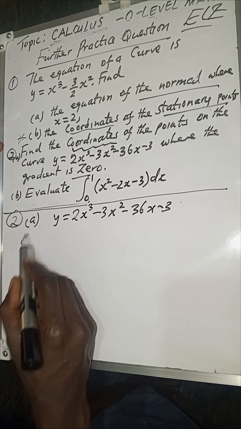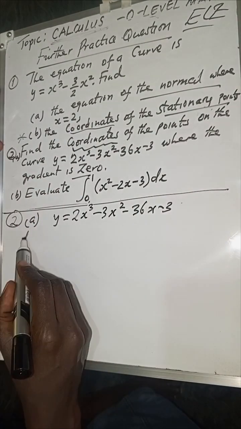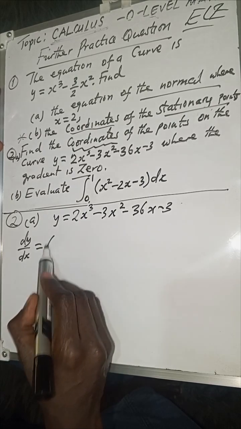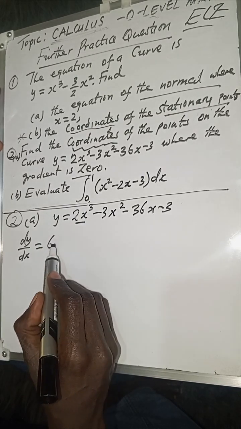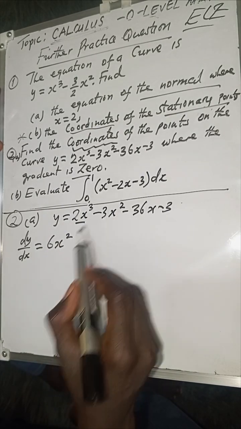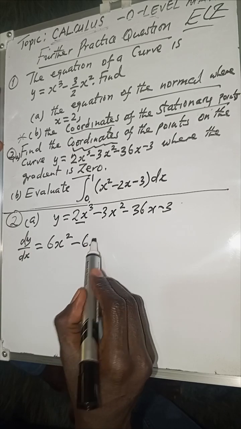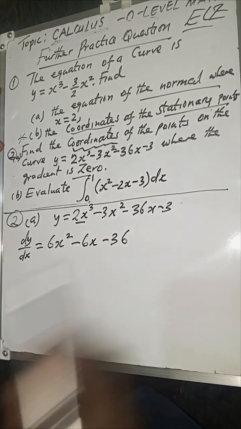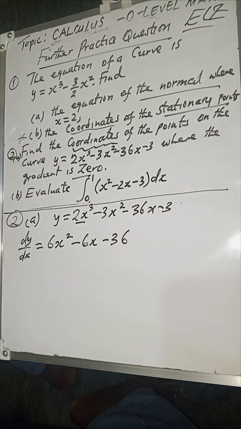So what we are going to do, again the same concept as what I showed you, first of all, get to know dy/dx. That will give us, for this one, 6x^2, this times that will again give us 6x, and that will give us minus 36. Remember, the constant gives you just a 0, so you can ignore it.